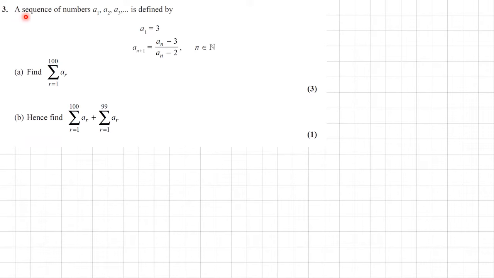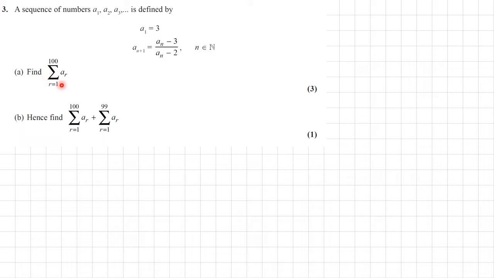Question 3. A sequence of numbers A1, A2 and A3 is defined by this rule here. A1 is equal to 3, so the first number in the sequence is 3. And to find the next number in the sequence, A(n+1), we take the previous number, we subtract 3, and we divide by the same previous number minus 2. And this is valid for all values of n where n are integers. And what we need to do in part A is to find the sum of A r from r equals 1 to 100. Now on these types of questions, there's always going to be a quick, easy way to do it.